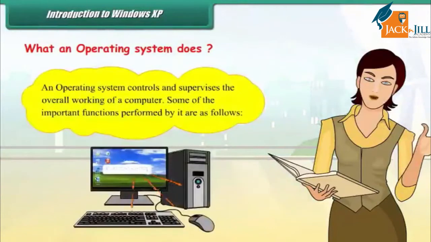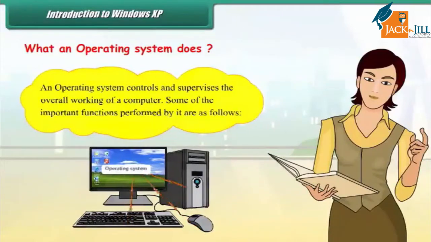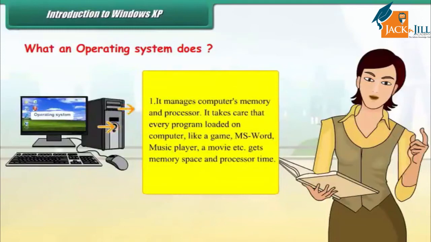What does an operating system do? An operating system controls and supervises the overall working of a computer. Some of the important functions performed by it are as follows. It manages the computer's memory and processor. It takes care that every program loaded on the computer, like a game, MS Word, music player, a movie, etc., gets memory space and processor time.